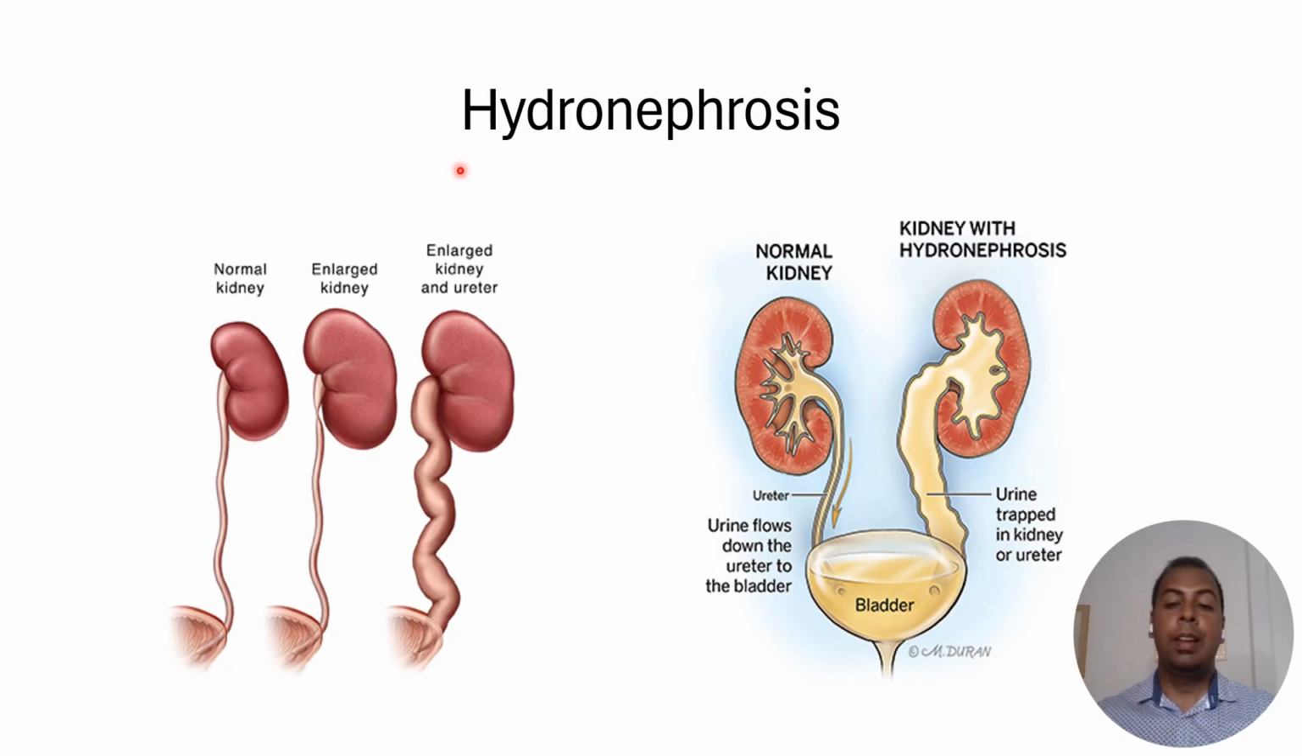All right, so this slide is showing a visual representation of what hydronephrosis is. If we start here, looking at the normal kidney, you would see the calyces merge into the renal pelvis, and urine would exit the kidney via the ureter and enter the bladder. That's a normal anatomy.